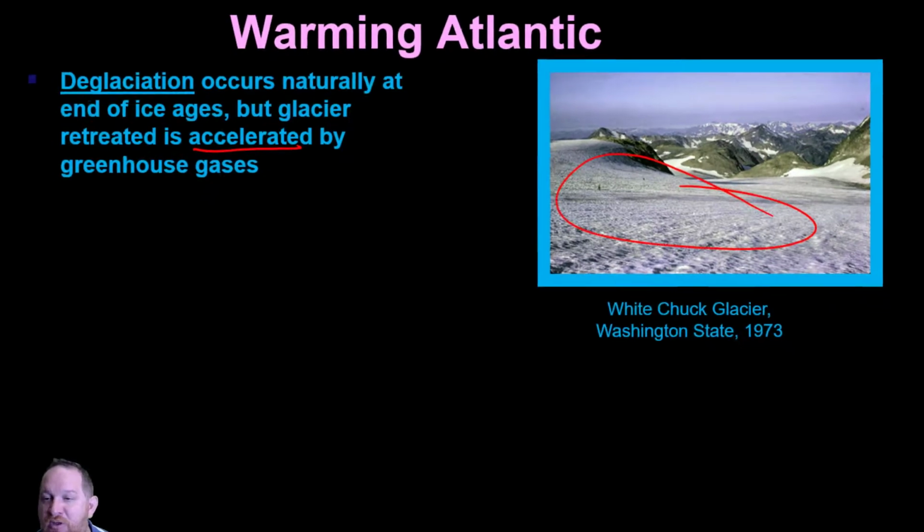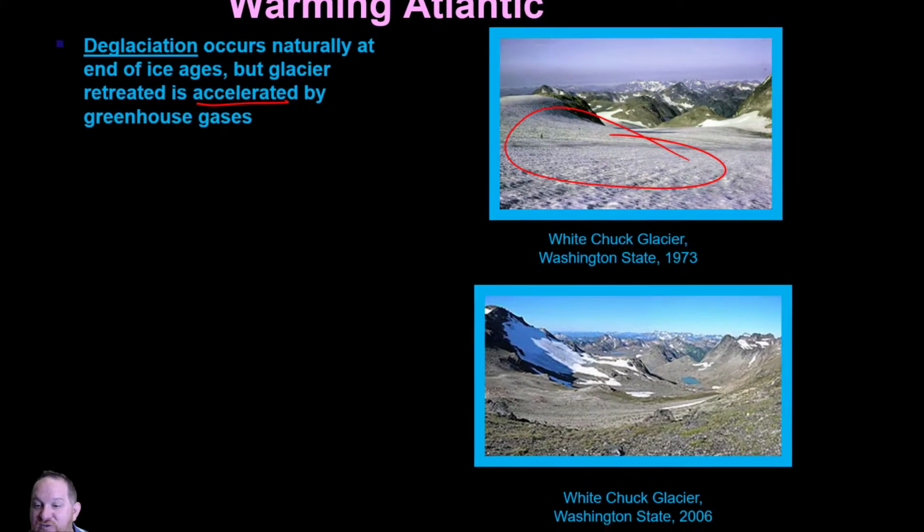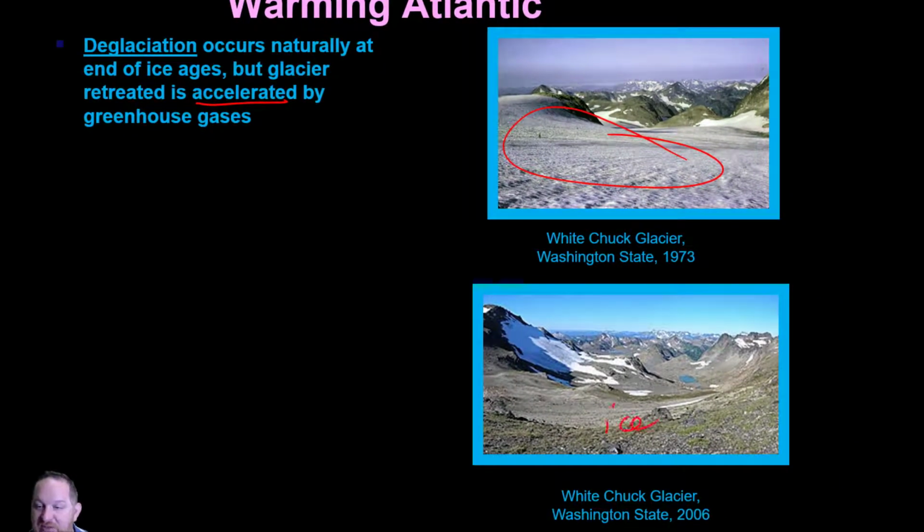So here we have a picture of a glacier in Washington State in 1973. You can see all the glacier there. An image taken in 2006. Well, where's all the ice? Yeah, it's melted, right? So these glaciers are melting at an alarming rate.